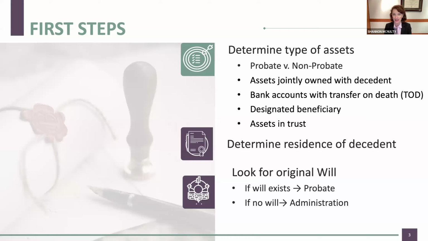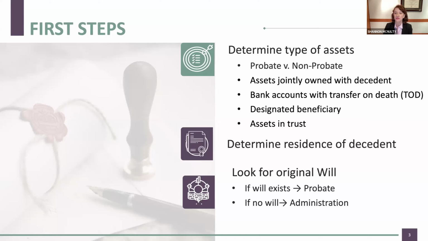So a lot of times people ask us, well, do I have to update my will every time I get a new house or change assets or anything like that? And the answer is really no, because in your will, generally, you just say everything that I own goes to so and so. So it covers everything that may not be in a non-probate category.